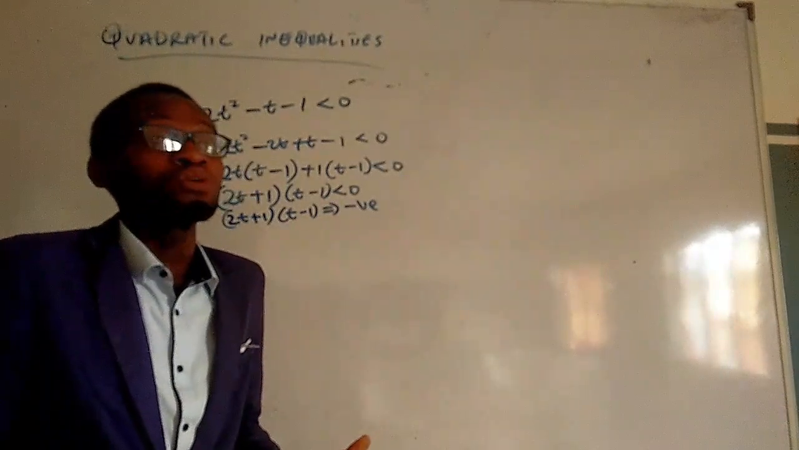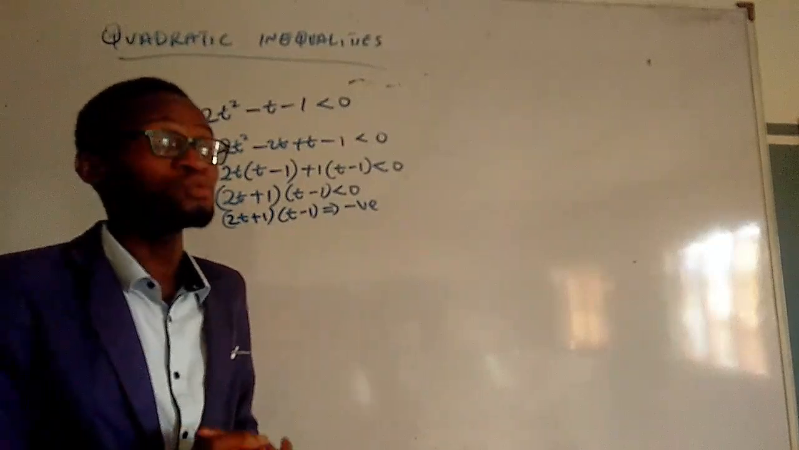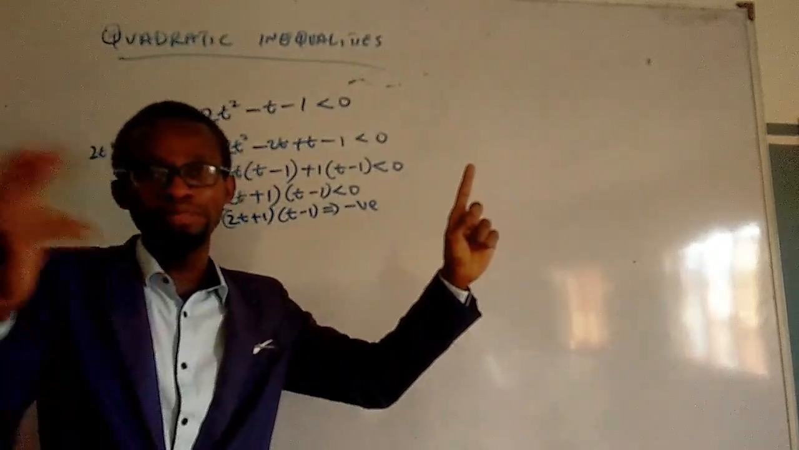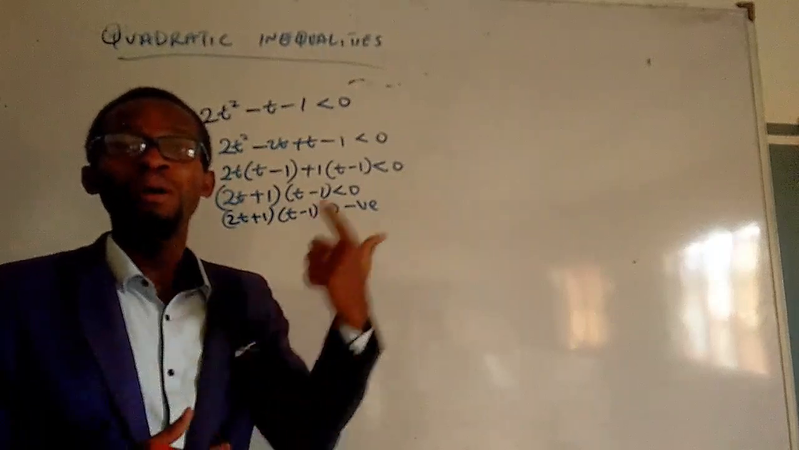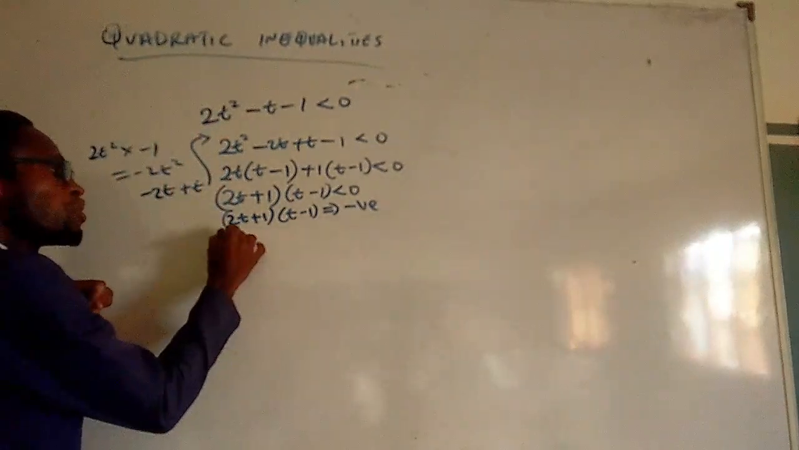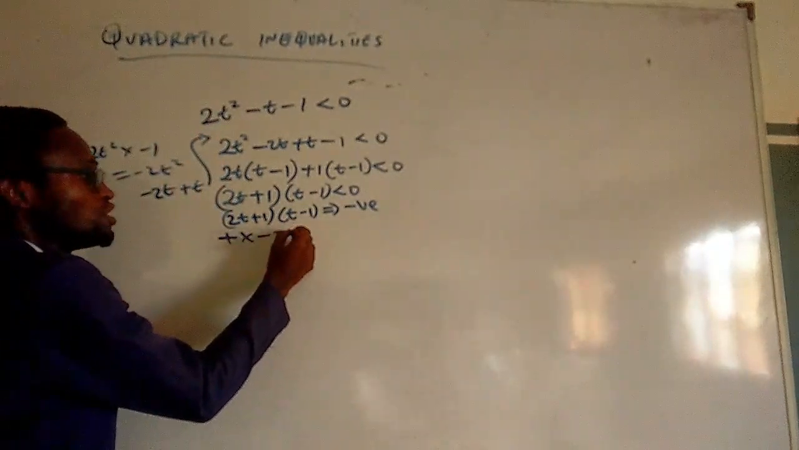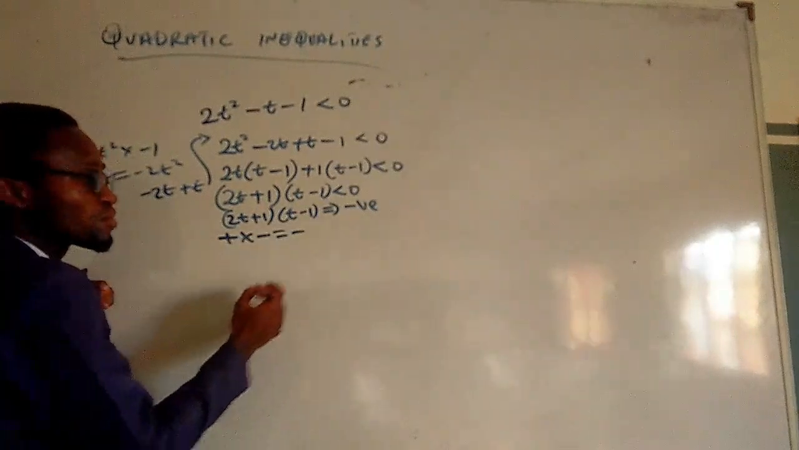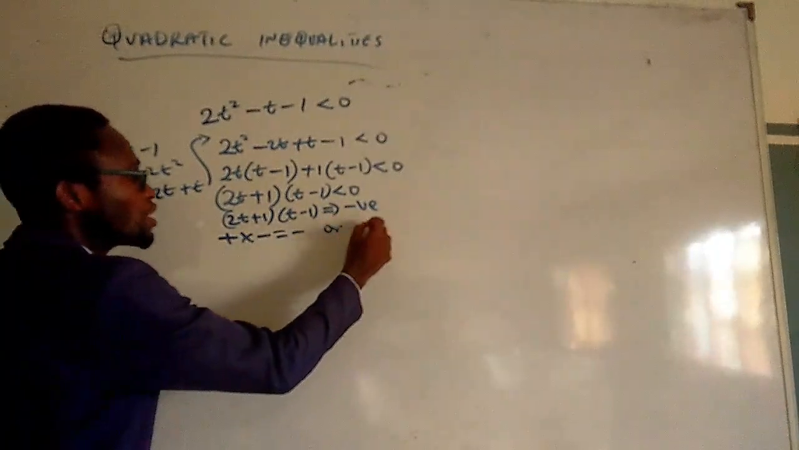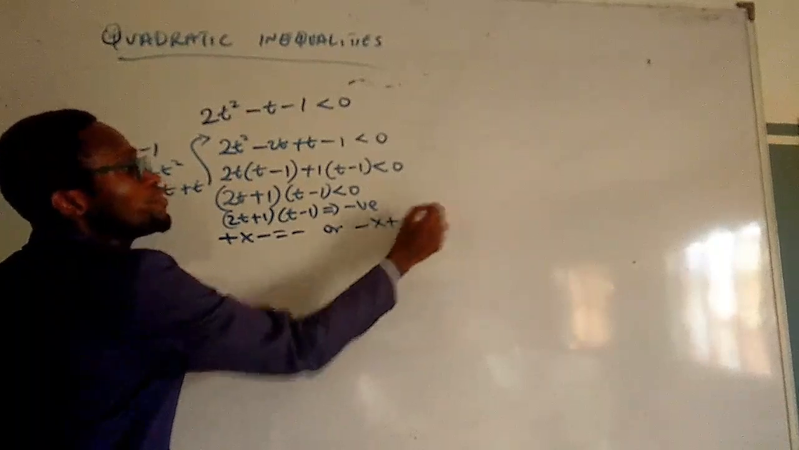It means that what? For us to get a negative number, it's either plus times minus to give us minus, or minus times plus. So it's either plus times minus gives us minus, or minus times plus gives us minus.